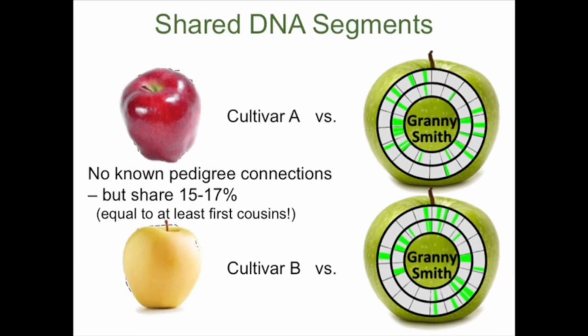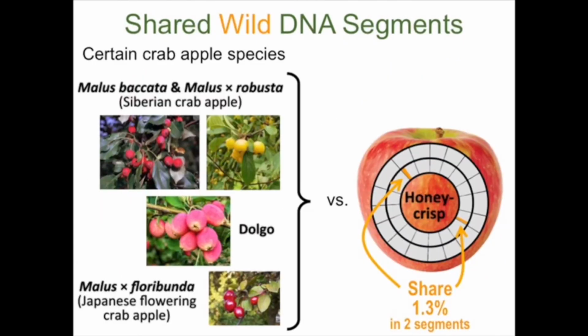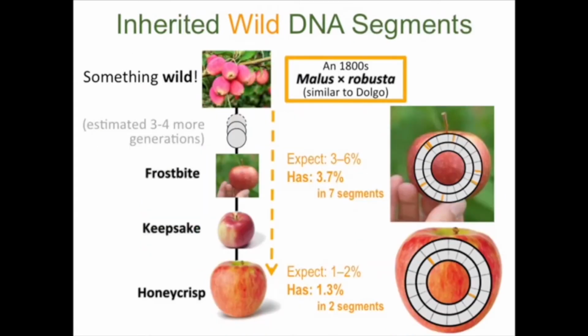So there's a lot of these extra connections. Another one is Honeycrisp. If we look at Honeycrisp and compare that with some crab apples, it turned out that there's a couple of segments in the Honeycrisp genome, a total of 1.3% of its genome, adding up in these 2 segments, that match with nothing else except crabapple. So it turns out that Honeycrisp actually has a crabapple ancestor. It got it through Frostbite. If we look at Frostbite, it has 4 times as much effectively than what Honeycrisp has. It's just halved and halved as it came down.